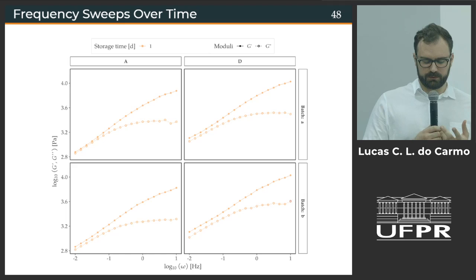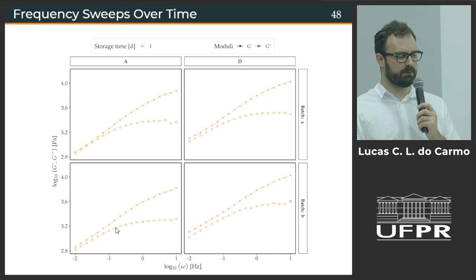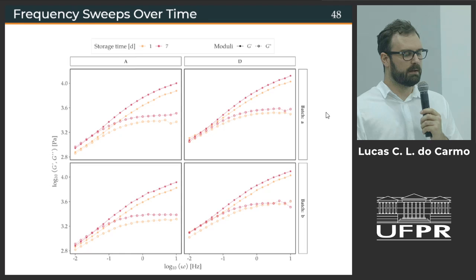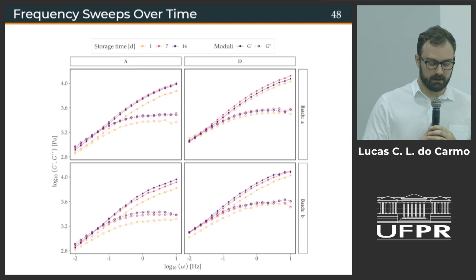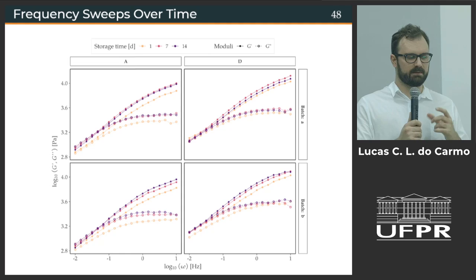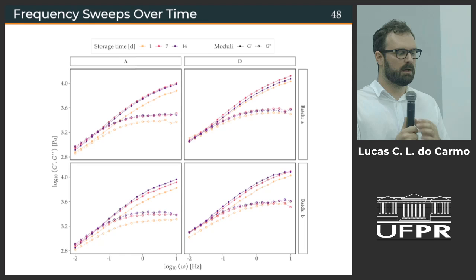We did, though, see some difference using the frequency sweeps. Here on the left, we have formula A. On the top left, formula A batch A, and on the bottom left, formula A batch B. We saw that over time, they actually have an increase in both moduli. This can be explained by either the crystalline phase that is surrounding the droplets becoming even thicker, which would create a more resistant structure, or maybe the dispersed crystallized phase is also increasing in size, which will also result in a higher resistance of the structure.